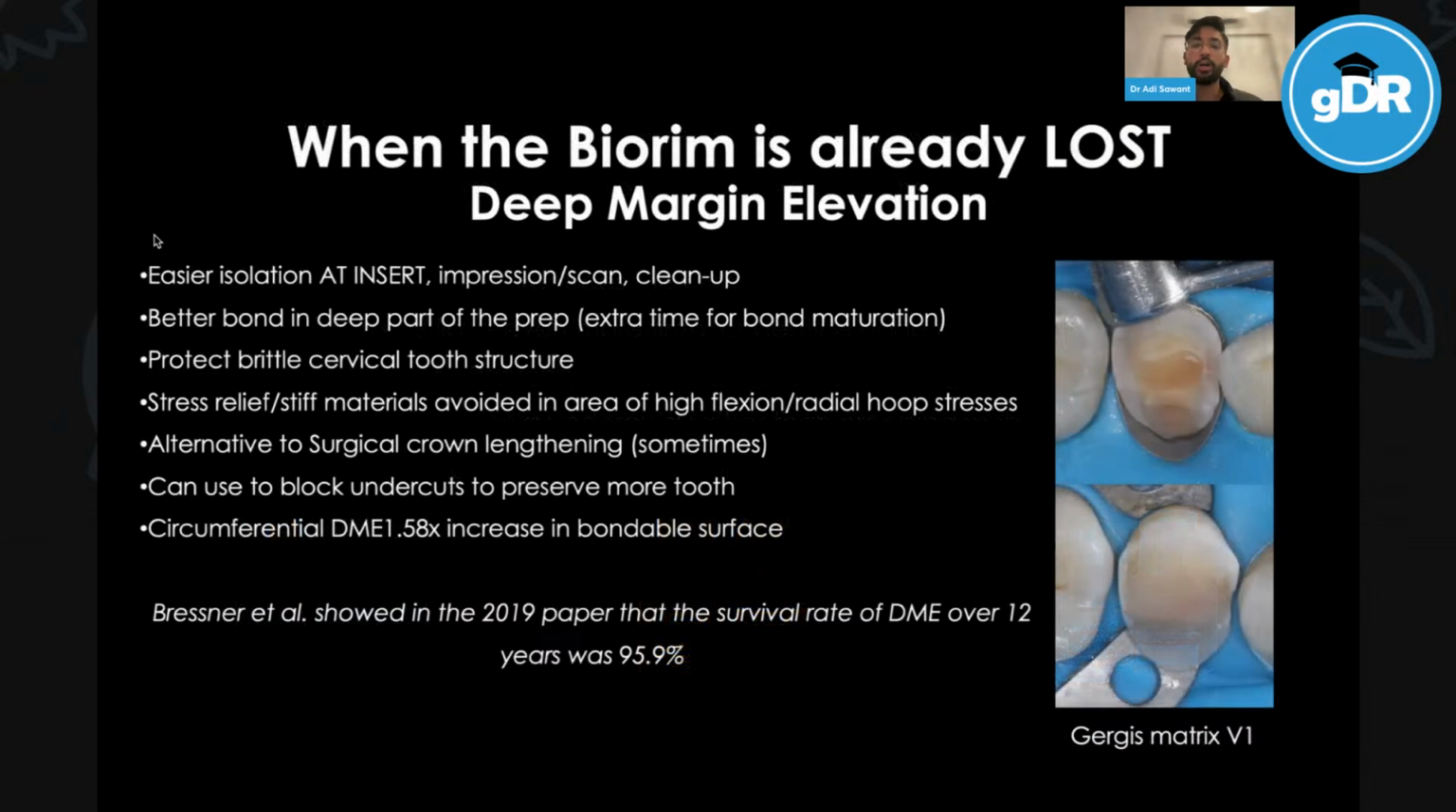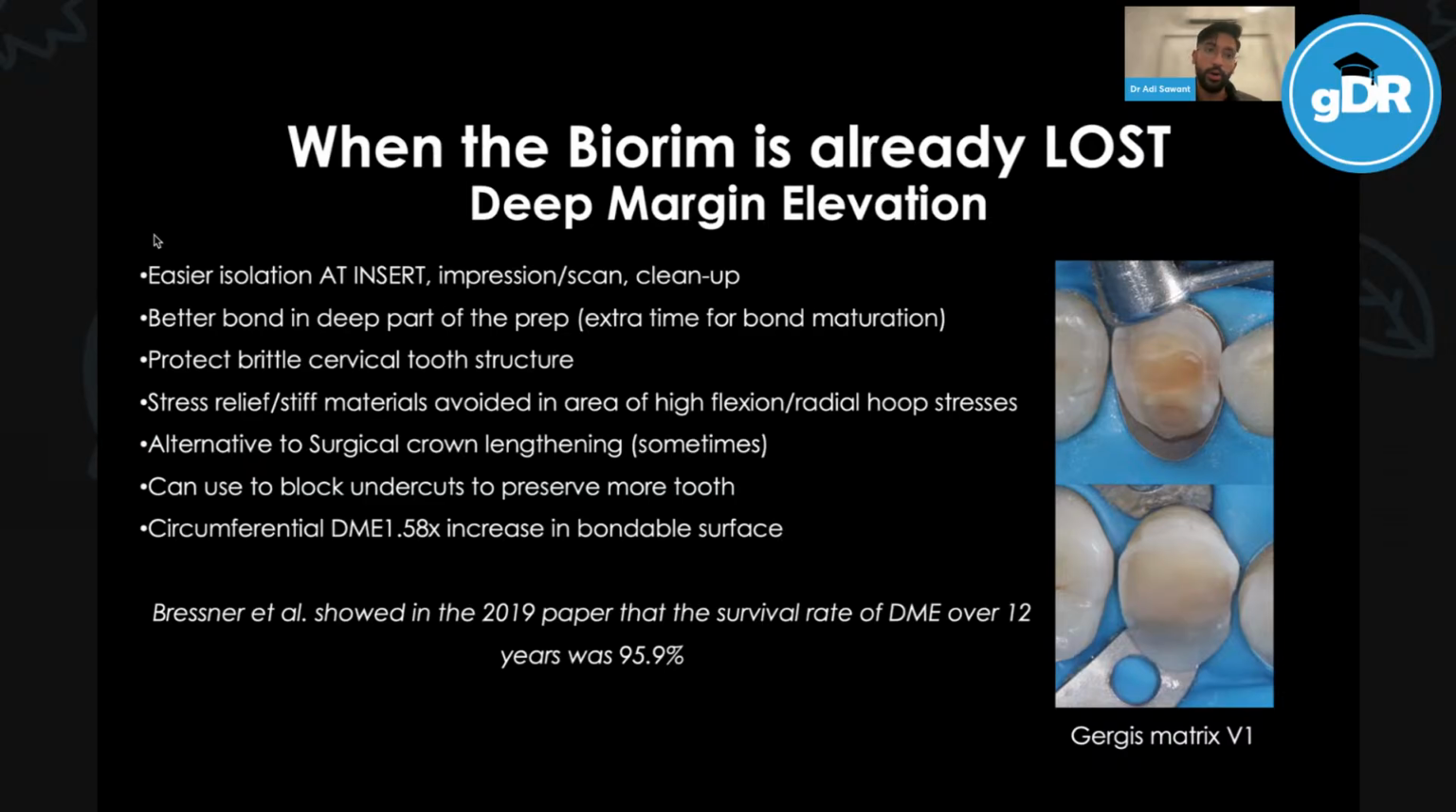Now, what do you do when the biorim's already lost, right? In some cases, yes, you can take your ceramic all the way down there, but deep margin elevation is essentially just an extension of the immediate dentine seal. It's essentially applying resin in that deep area to raise the margin and have your ceramic sitting on top. And the key thing here is you need gold standard isolation. You need full rubber dam isolation.